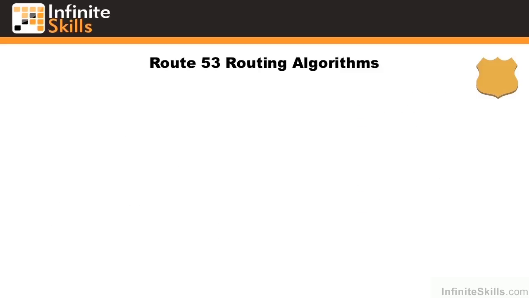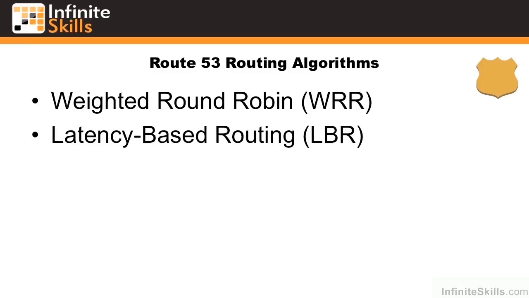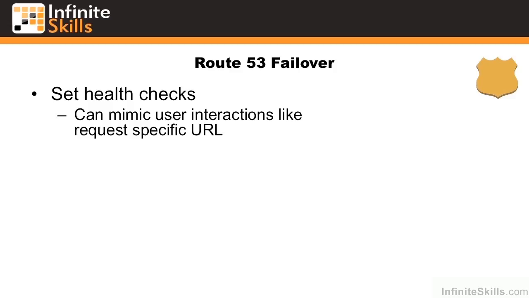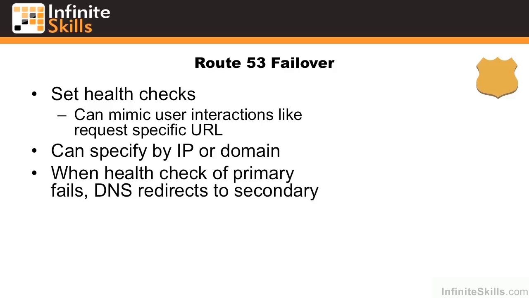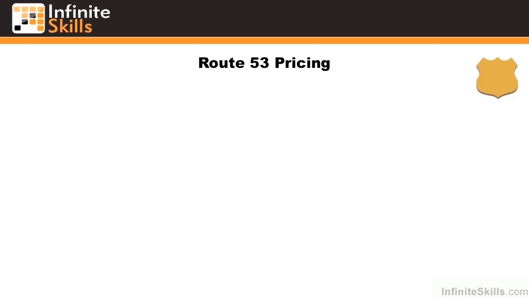Route 53 comes with two routing algorithms. You can do weighted round robin, and you can also do latency-based routing, which allows for multi-region and failover. Route 53 failover lets you failover from one region to another. To use it, you first set health checks, which can mimic user interactions like a request of a specific URL. You can specify these health checks by IP or domain. When a health check of the primary fails, DNS can redirect to the secondary in another region. It currently doesn't support ELB endpoints, however.